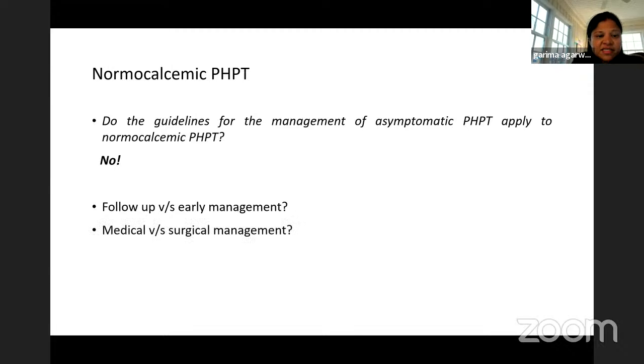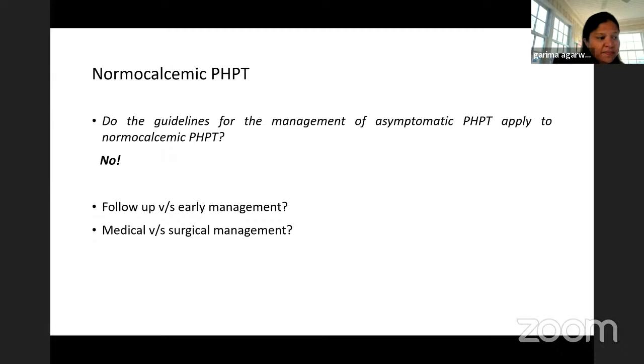If we decide to intervene, should we intervene with medical management or surgical management? Surgery definitely sounds an attractive, conclusive management, but medical management can safeguard against end organ damage in these patients. We can give cinacalcet to improve calcium. We can give bisphosphonates to improve the bone density. We can use thiazides for preventing nephrolithiasis and those kinds of things, which again our endocrinology colleagues can help us with.